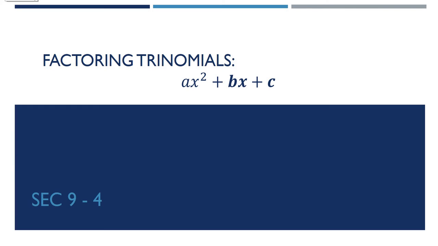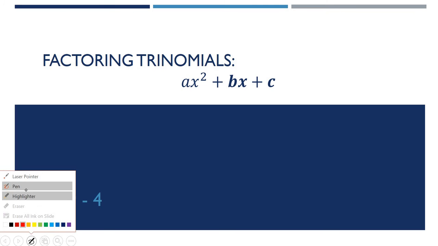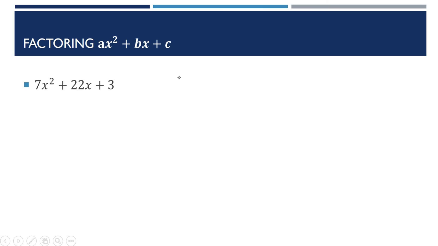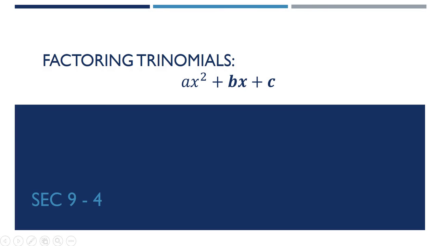Okay, section 9.4 is factoring trinomials, and you can see that in the last section we factored trinomials where the leading coefficient was 1, and now in this section we're going to deal with when the leading coefficient has a number other than 1. Let me get my pen back here.